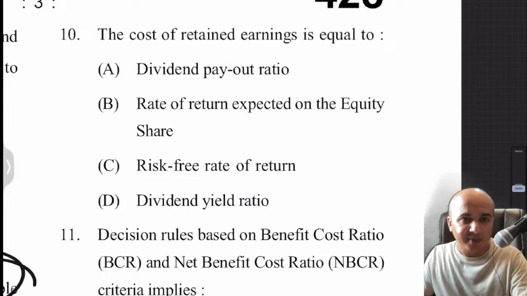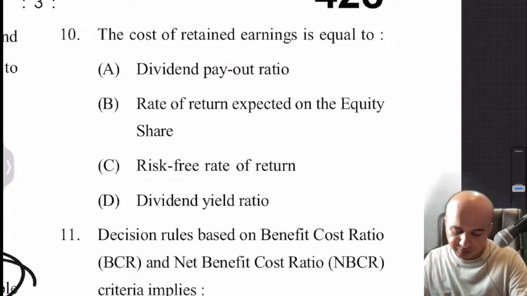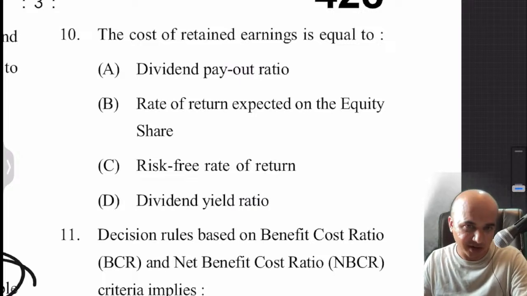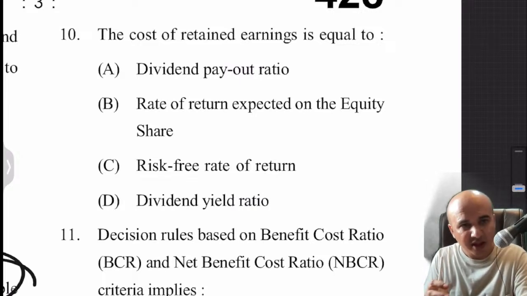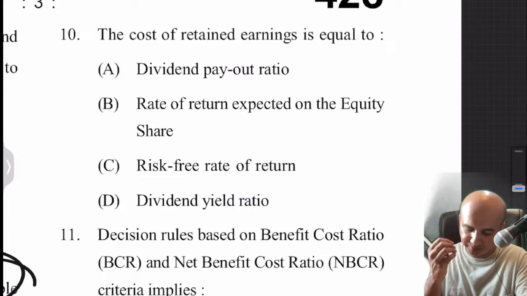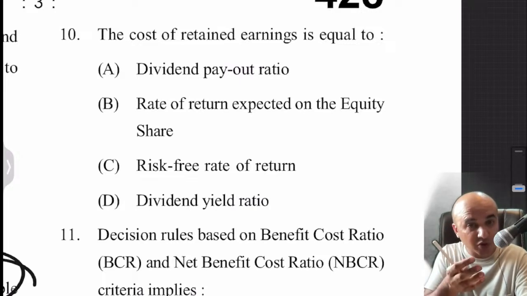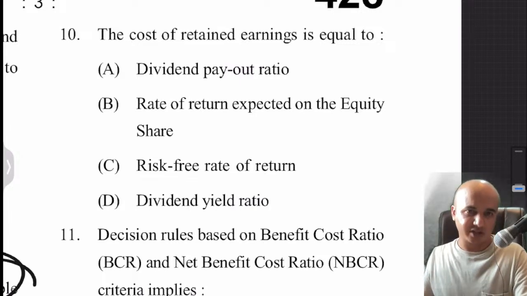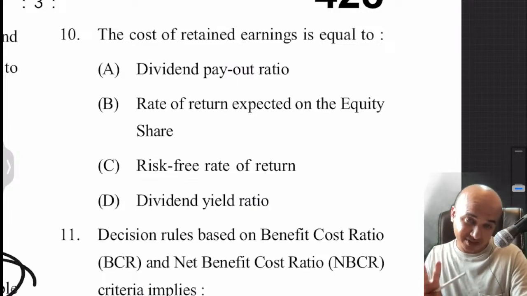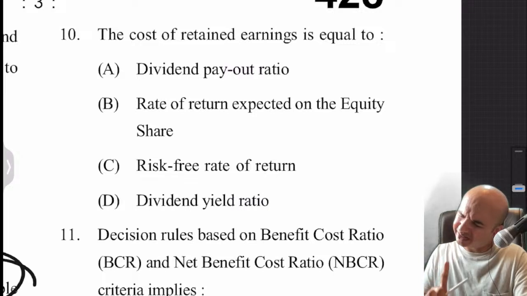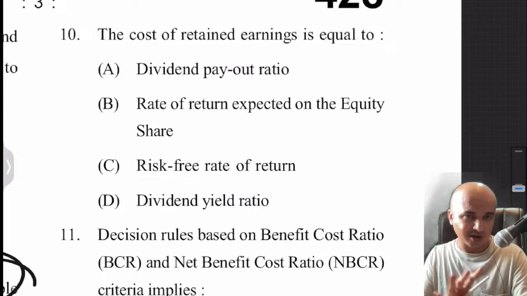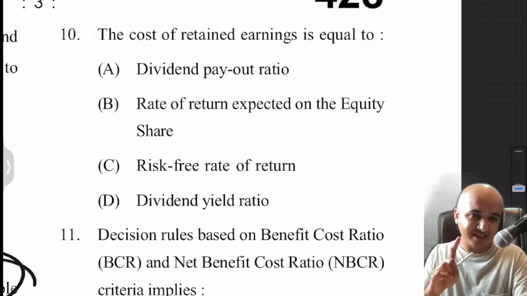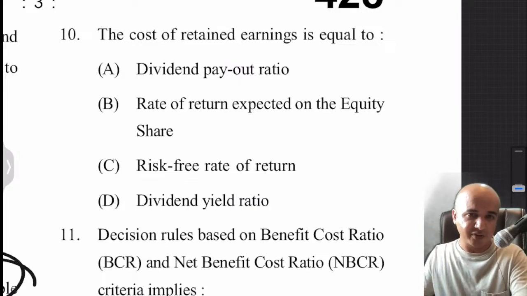Okay. Anyway, now here, first of all, let us look at what is what? Dividend payout ratio. What is this dividend payout ratio? It is the ratio which talks about the proportion of earnings that a company distributes as dividend to its shareholders. It does not represent the cost of retained earnings. It has got nothing to do with the cost. Okay. Then comes option B, which is rate of return expected on the equity share.